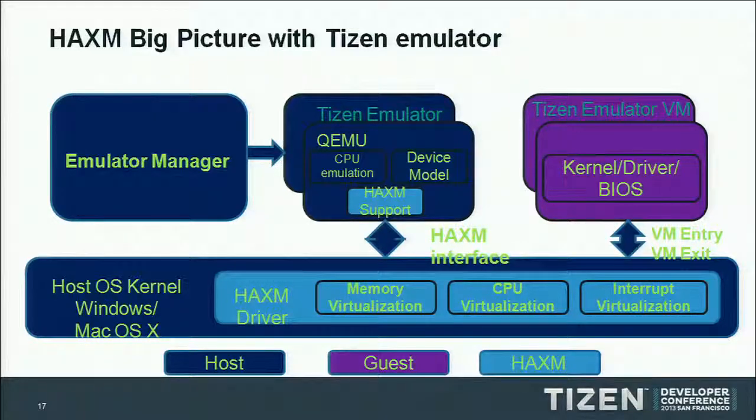So when an emulator instance is launched, actually a QEMU process is running on the host. When the QEMU notices that HAXM is installed, it will try to communicate with the HAXM driver through the well-defined HAXM interface here. And it's the HAXM driver's responsibility to finish the hardware virtualization tasks. Basically, it includes three parts. The first one is the CPU virtualization.